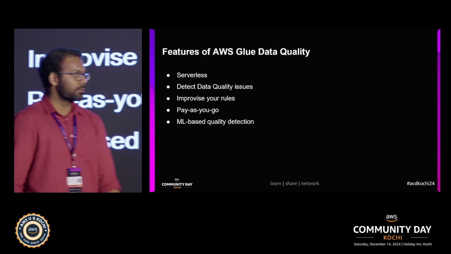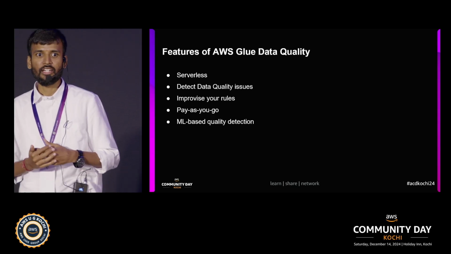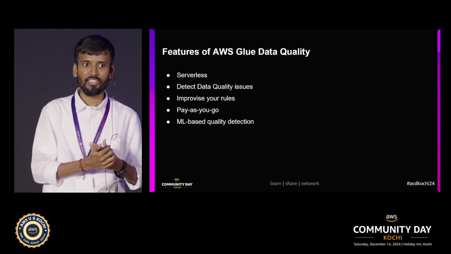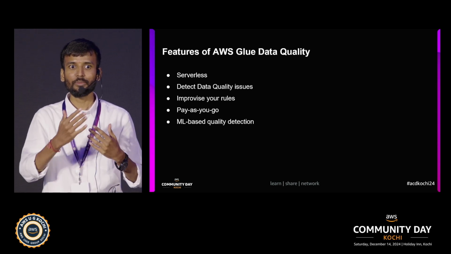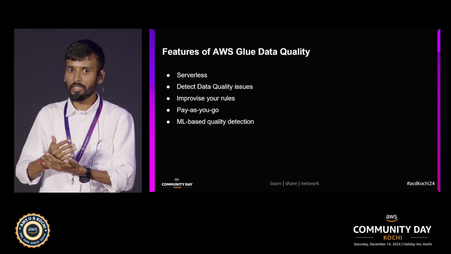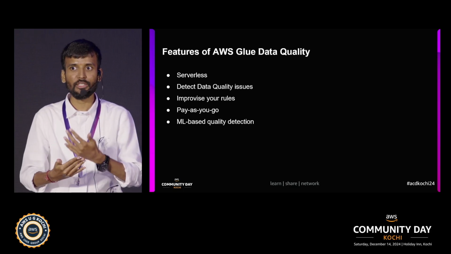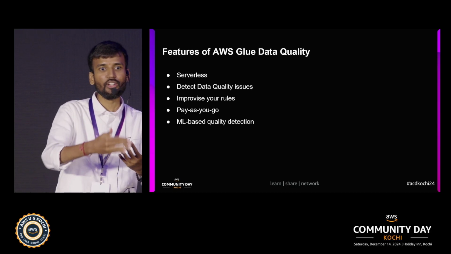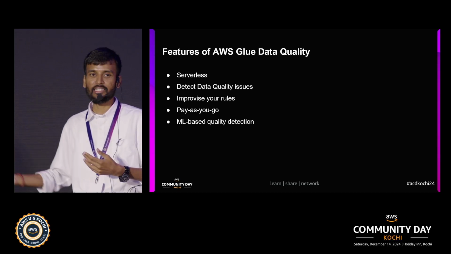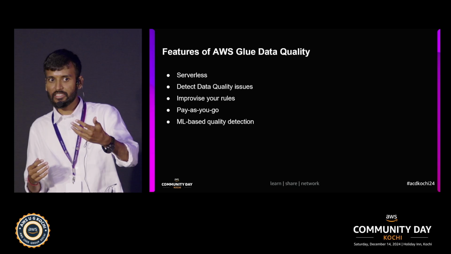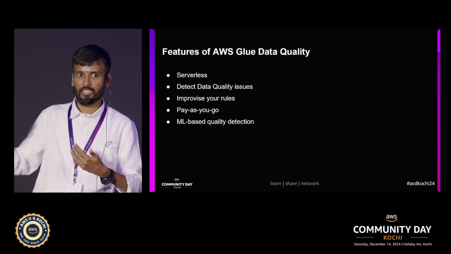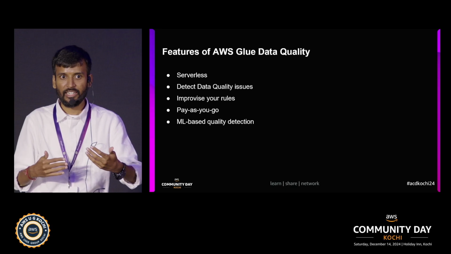As mentioned, it is used to detect data quality issues. Just one question here: is data quality a one-time activity? It should be a continual approach. Even when we are setting up a pipeline, it needs to be set up the first time, and then it needs to run on a continual basis. This is why it will always detect data quality issues, and based on the findings, we may need to improvise our rules every time. We can improvise the rules anytime we require.